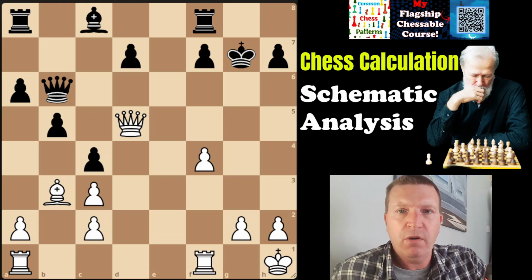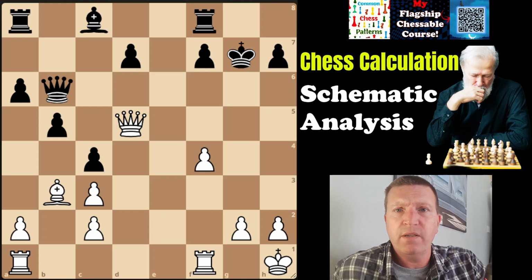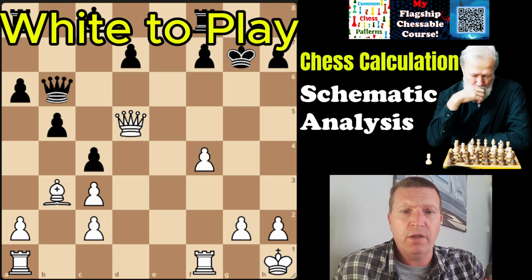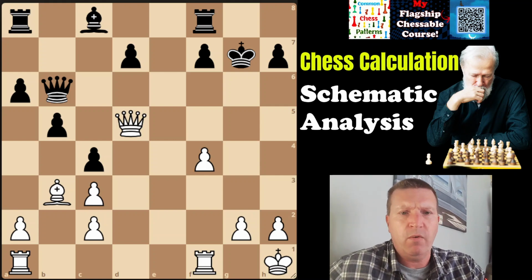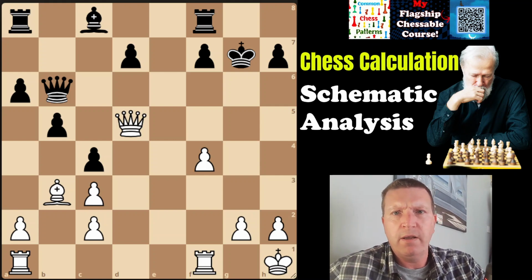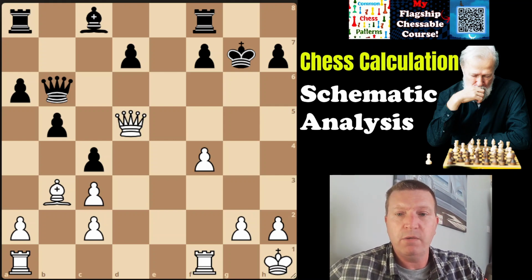In a previous video, I looked at a random chess position as a way to practice everyday calculation, and I think part of getting better is really being honest with yourself and sitting down and analysing, almost schematically, what you did right and what you did wrong in order to try and trace patterns in analysis. So this position is white to play.